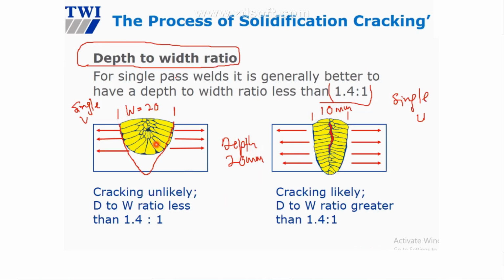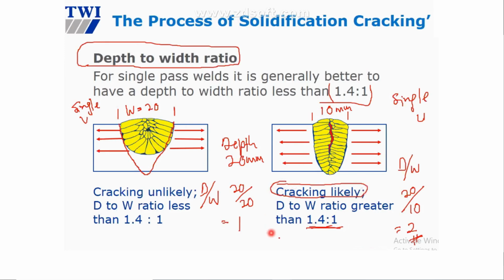Now, depth to width ratio means depth divided by the width. So we have depth, which is 20, divided by 20, then we have 1. On the other side, in the single U, the depth to width ratio is 20 divided by 10. So in this case, we got 2. So 2 here means it has a high depth to width ratio. When it is greater than 1.4, as a result, you get cracking.